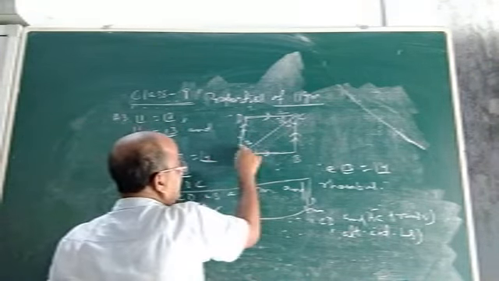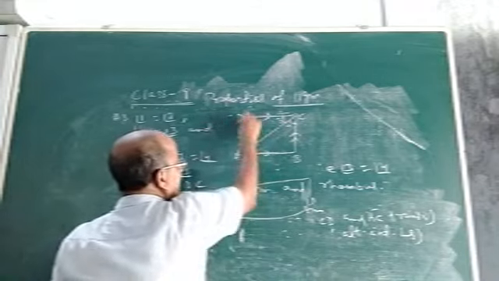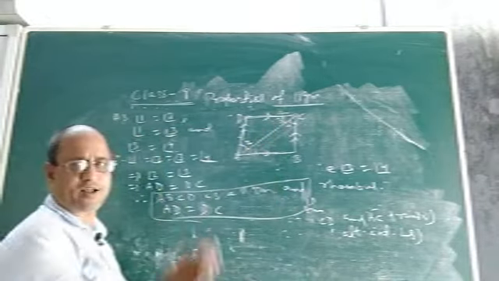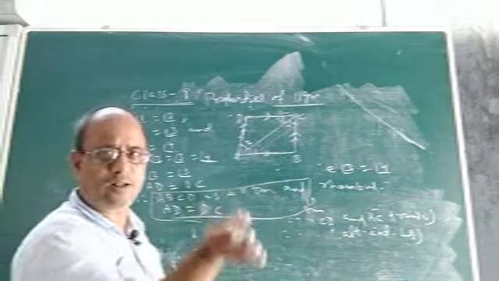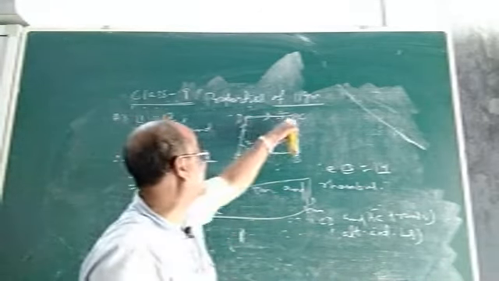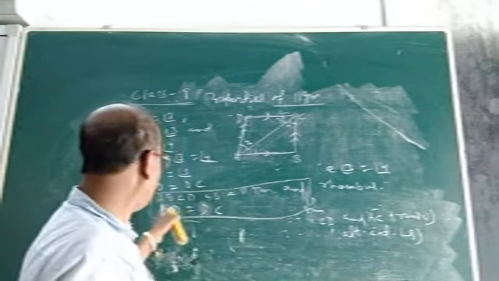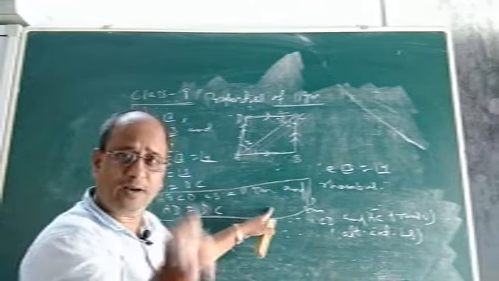Because angle 2 is equal to angle 3, AD and DC will be equal. Yes, they are opposite sides: if two angles are equal, their opposite sides are equal. So AD and DC will be equal. ABCD is a parallelogram, already given, and we proved that AD is equal to DC.